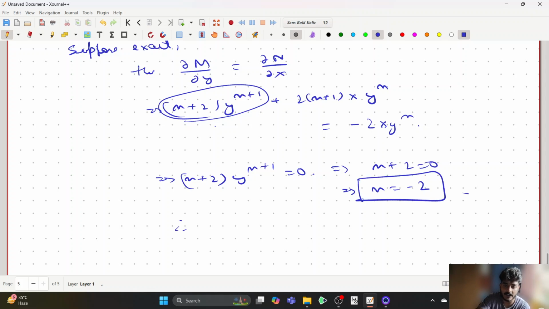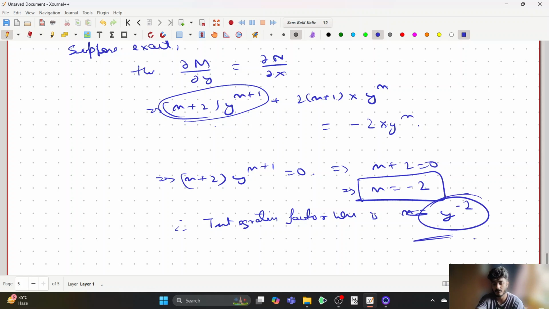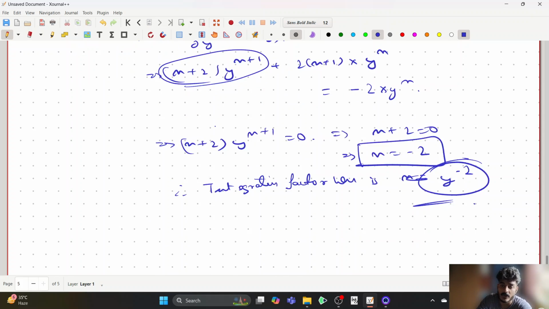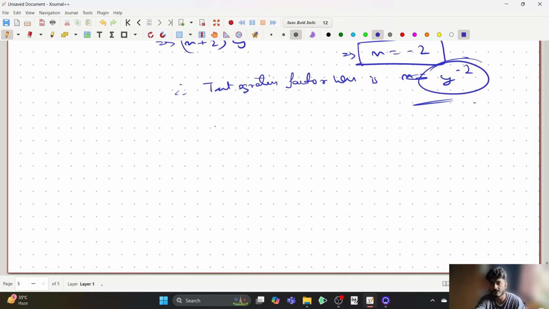Therefore the integrating factor here is y to the power −2. Got it? Fine. Now we want to check some specific examples, or rather some systematic equations which admit some specific integrating factors.